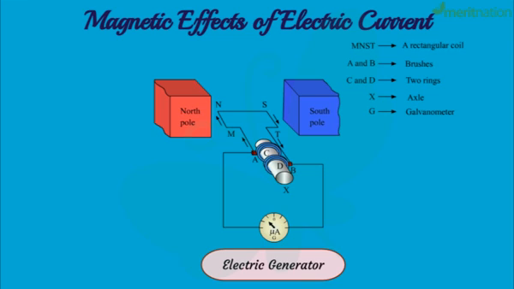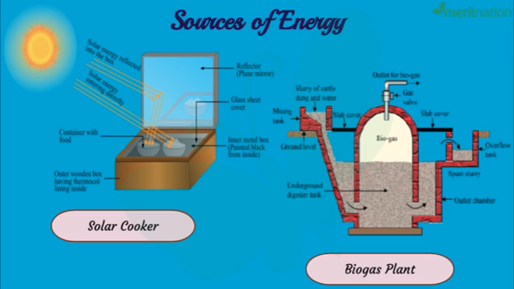Lastly, from Sources of Energy, the two very important diagrams are the solar cooker and the biogas plant. A very direct question on the construction of a solar cooker can come. Also, you could be asked to explain the process of biogas generation from the biogas plant.